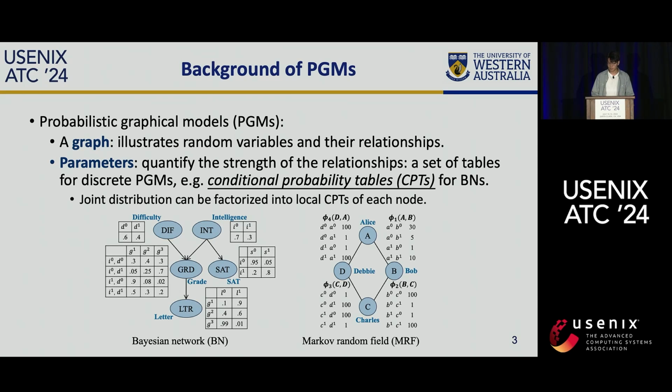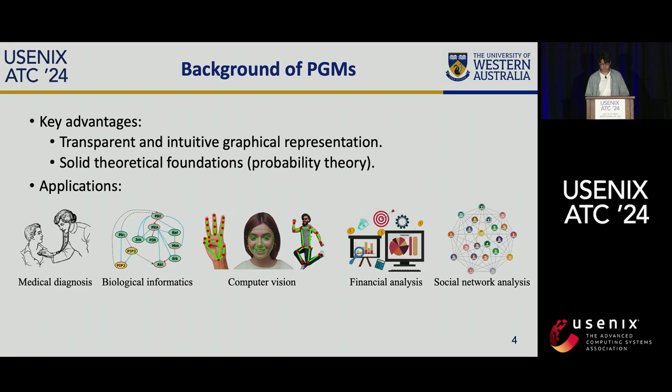For example, in BNs, each node has a conditional probability table. The joint distribution can be decomposed into these small CPTs. For simplicity, we focus on BNs as examples of PGMs in this presentation, while we provide a unified perspective on BNs and MRFs in our paper. So PGMs use a transparent and intuitive graphical representation, and at the same time offer solid theoretical foundations. So they are attractive and have many applications.